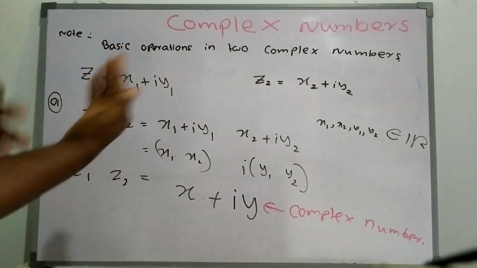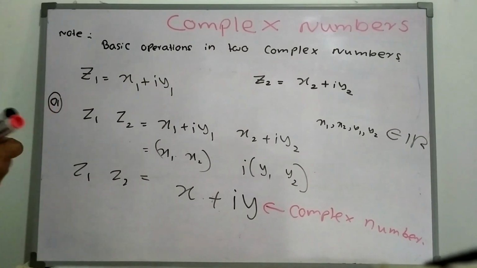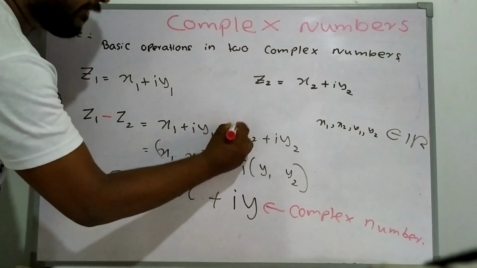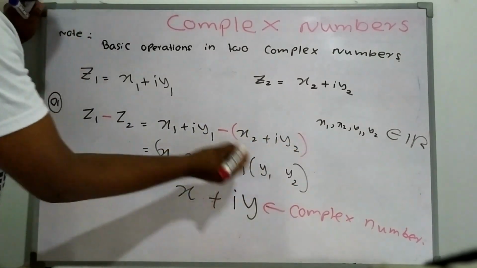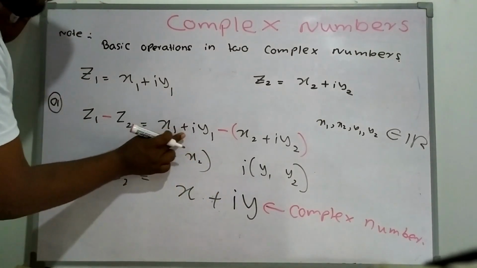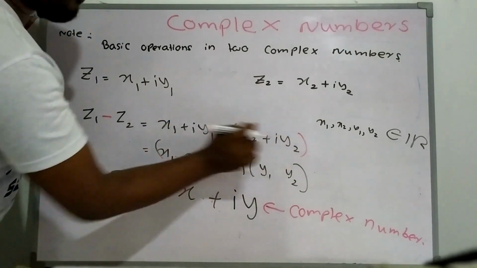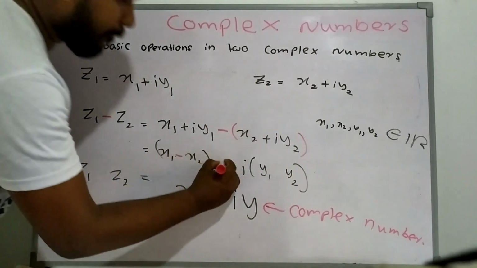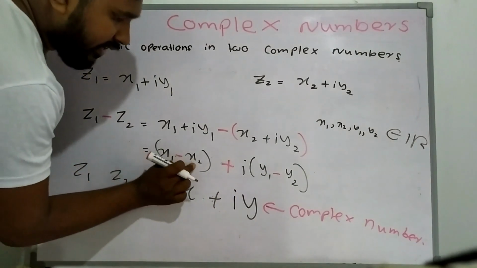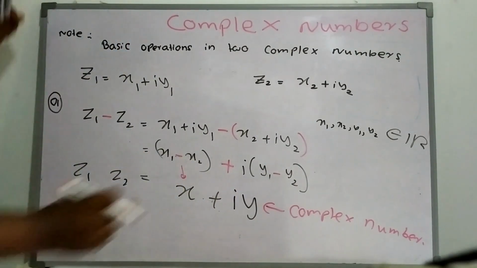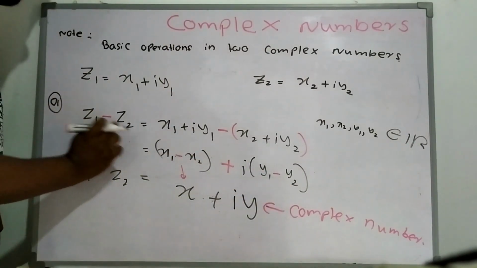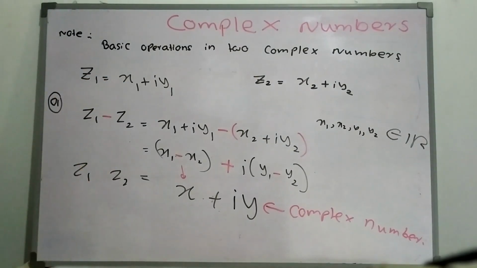What about the subtraction of two complex numbers? If you are subtracting two complex numbers, z1 minus z2, it's x1 minus x2 plus i times y1 minus y2. Here x1 minus x2 is another real number, and y1 minus y2 is another real number. So when you are subtracting two complex numbers, it gives another complex number.